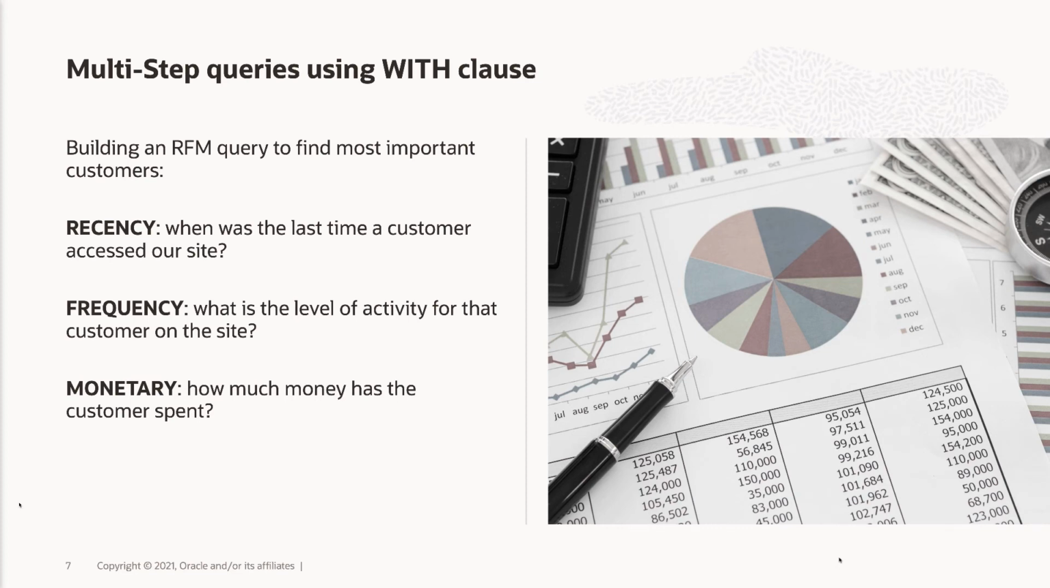I want to understand who are the customers accessing my system. When did they last access the MovieStream platform? That would be the recency. I want to know what level of activity they have on my movie streaming platform, i.e. the frequency. And most importantly, I want to know how much money they're spending on the platform renting movies. So we look at the monetary aspect, and we create these three queries and join them all together to be able to identify our most important customers. And we do that with something called the with clause. And we'll walk you through that.